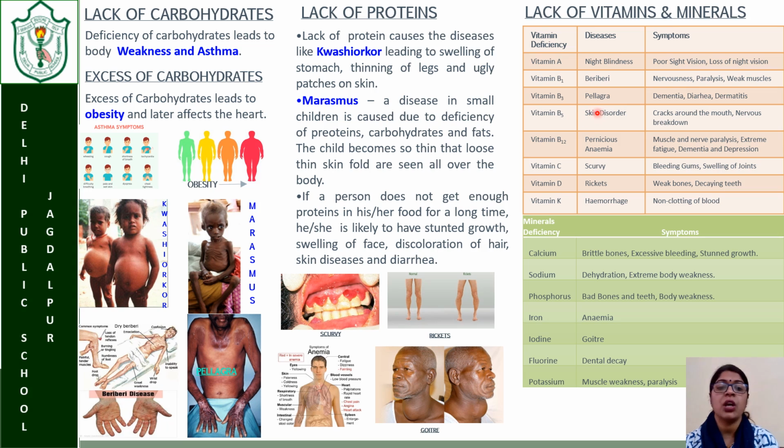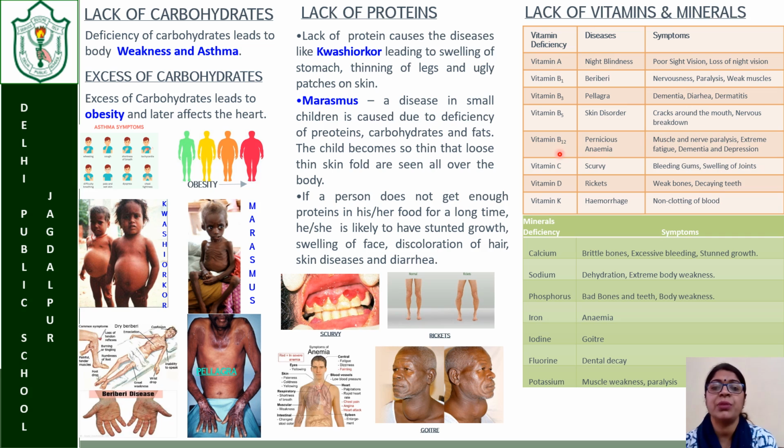B3, you can see that it is called pellagra. Pellagra is what? Dementia, diarrhea and the skin gets affected in pellagra. You can see how the skin got affected. Patchy white skin is formed in pellagra. Vitamin B5, you can see the skin cracks around the mouth, and a nervous breakdown also takes place.